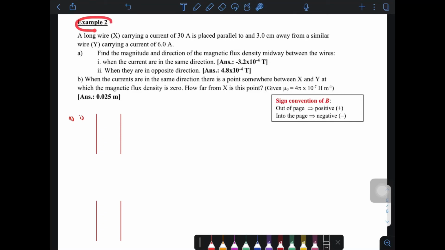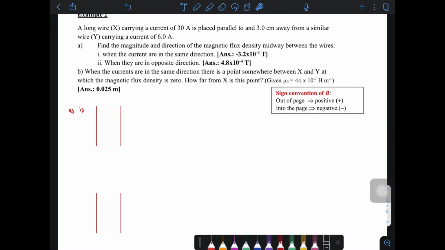Okay, kita tengok pada example 2. We have a long wire X carrying a current of 30 ampere placed parallel 3 cm away from a similar wire Y carrying a current of 6 ampere. A. Find the magnitude and direction of magnetic flux density midway between the wires when the currents are in the same direction, and 2 when they are in the opposite direction.